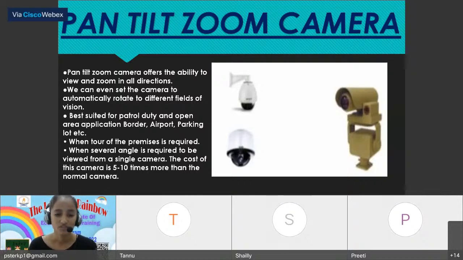It is used when a tour of the premises is required, when several angles are required to be viewed from a single camera. The cost of this camera is 5 to 10 times more than the normal camera. Means this camera is very expensive as it has many features. It can be rotated in all the directions and at one time it can cover a wide area.